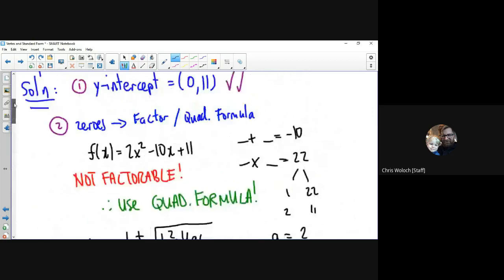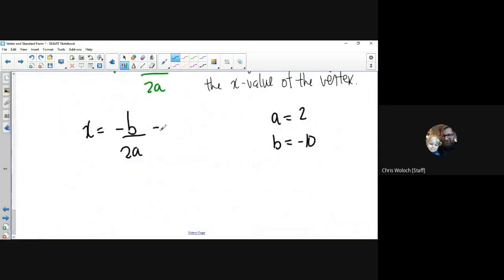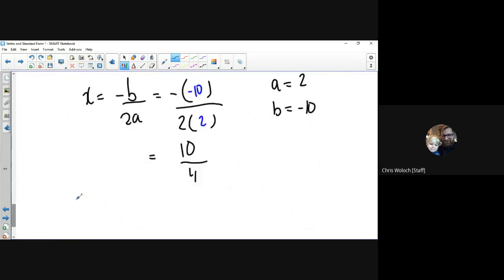Yes, okay. So now when I plug that in, right? So negative b, so negative 10, and then 2, right? So this is going to become 10 over 4, which I can reduce to 5 over 2. Okay.